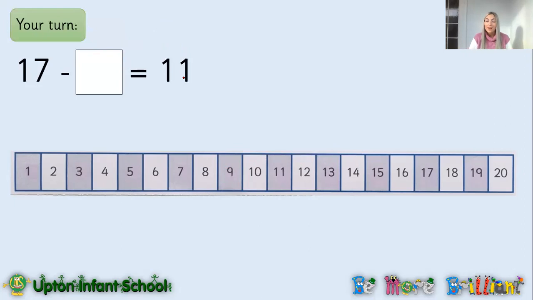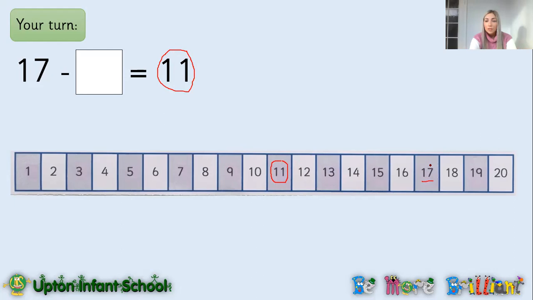Okay, your turn. Now, if you think you need a little bit more practice, that's absolutely fine. Have a go at this one together and then have a go at a few more practice questions if you need to. So 17 is our first number. So we're going to start on 17. We're going to take away, well, we don't know how many at the moment, but what we do know is that we are going to land on 11. So you might want to circle 11 already, like that, so you know which number you are going to land on.